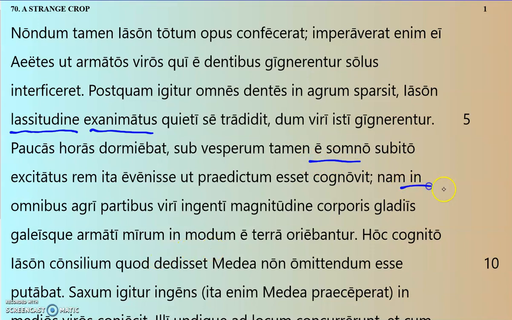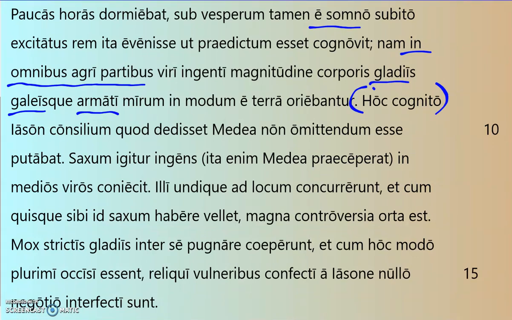And let's see, place where, in all parts of the field. They were armed probably by means of swords and shields. Ablative absolute: after this had been learned. And then we have ablative absolute: after the swords had been drawn. And when they had been killed, many had been killed in this way. So ablative of manner. In what manner? In this manner.